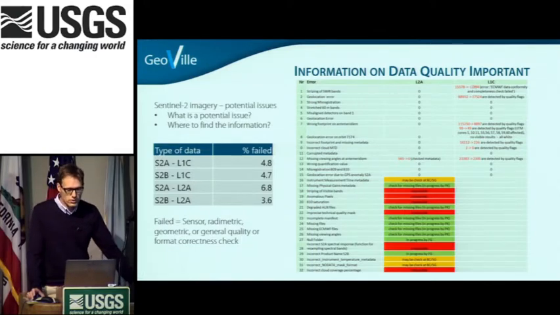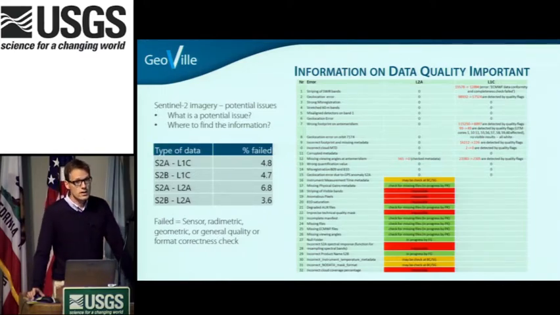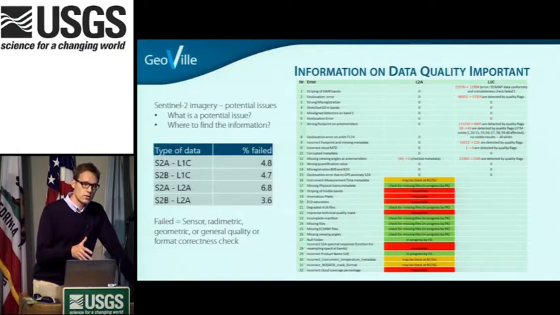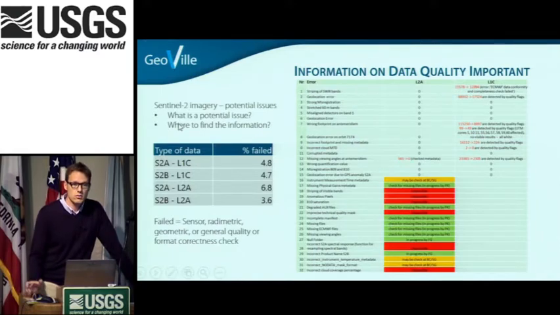I don't want to go into the detail of this table, just to show that there are quite some potential issues in the data, and then you have to decide on a product basis whether this issue is relevant for your solution. There might be certain issues which are irrelevant, but for others this is not the case. And so that's what I wanted to say here. What is a potential issue? Well, it pretty much depends on the solution. Another thing is where to find this information.